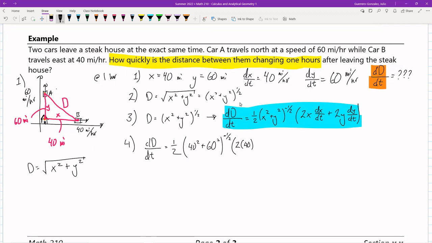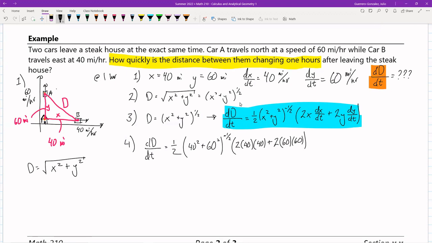dx dt, which is my 40 miles an hour. So this is going to be a 40 there, plus 2 times y, that's my 60 miles, times dy dt, which is 60 miles per hour. Keep in mind that the two 60s are not the same.